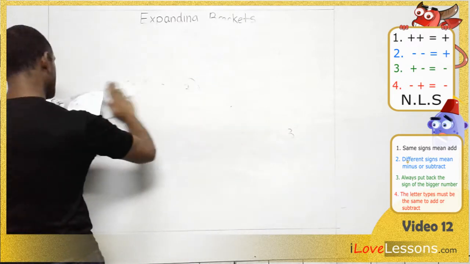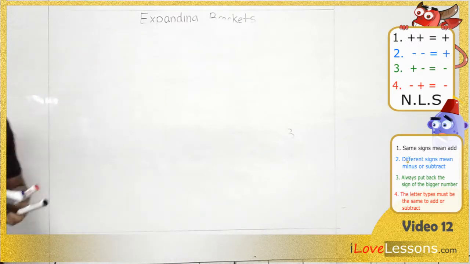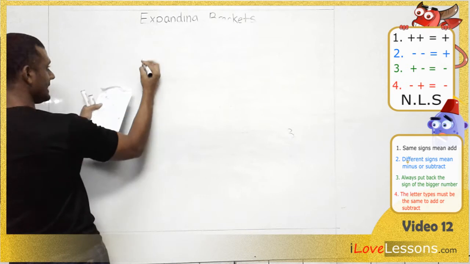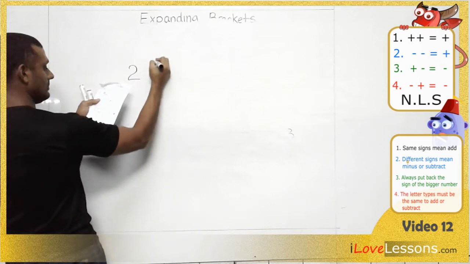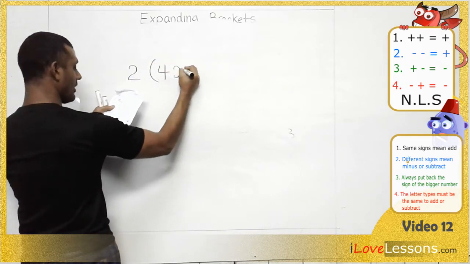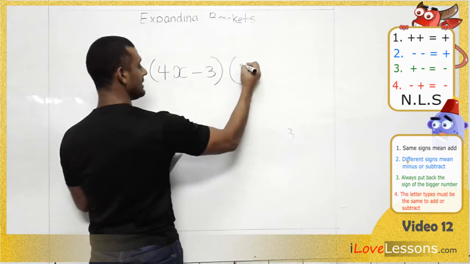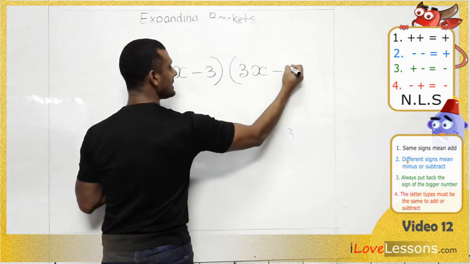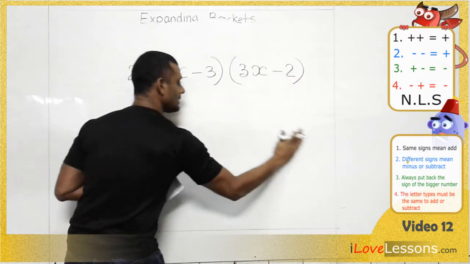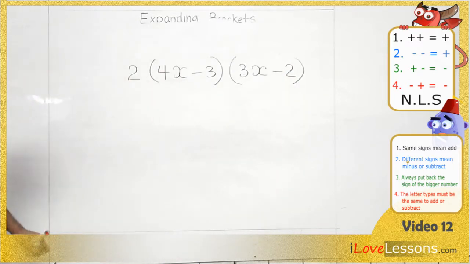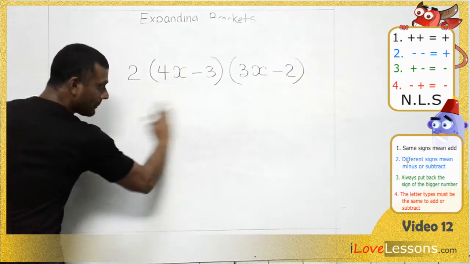Try something slightly harder. How about this? 2 by 4x minus 3. And then you have a next pair of brackets here, 3x minus 2. Don't let this scare you. If I give you a simpler question, look below here.